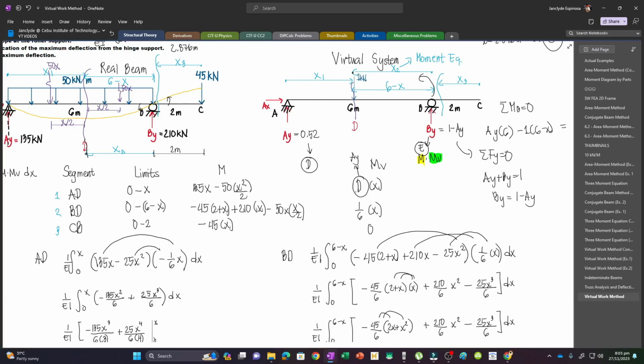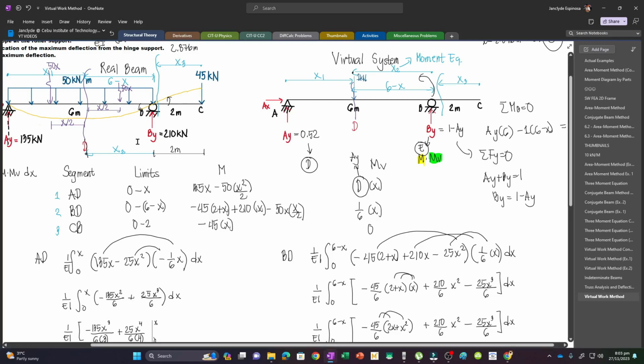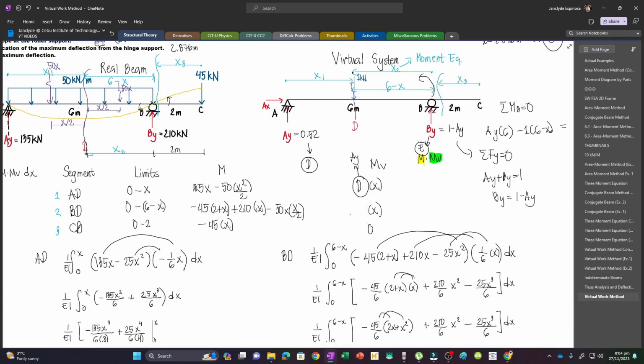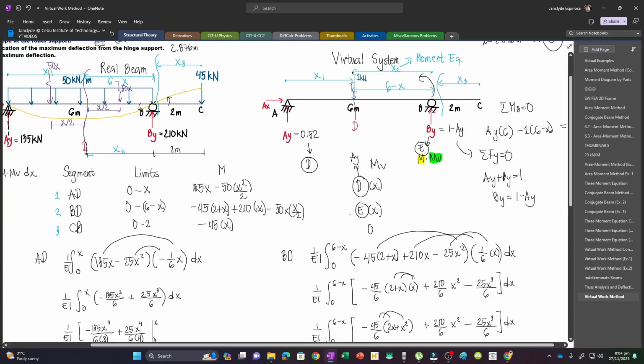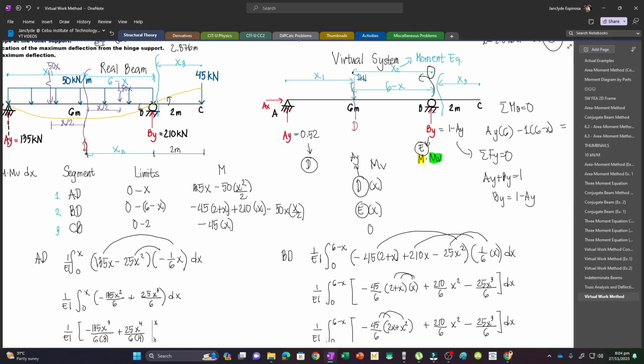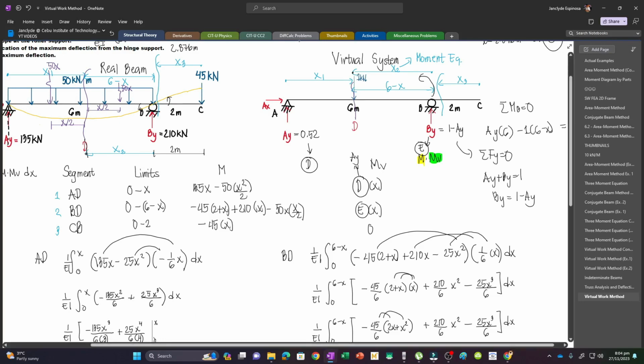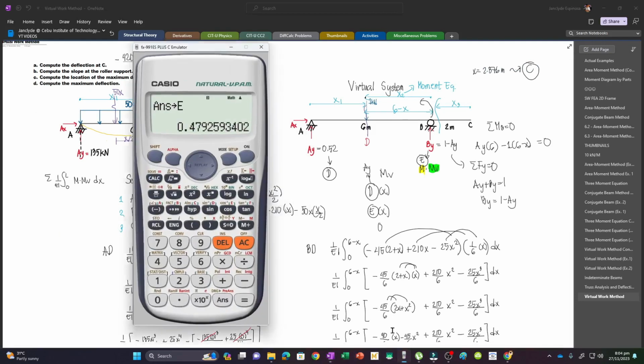And then, for segment BD, I will consider from the right, since we are from the right here. From the right, I will only include this BY, because there are no more loads here. And so, my MV will become BY, which is stored in E, multiplied by X from this origin toward here. Again, it is positive because I'm considering from the right. This will cause a counterclockwise movement about the moment center. And so, this is what I will prepare. Now, for segment AD, this is what happens.